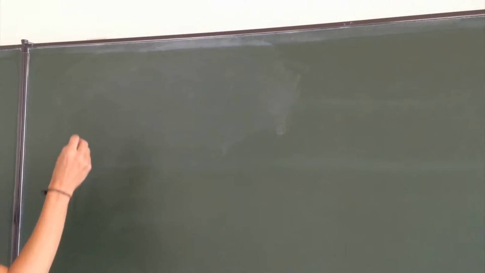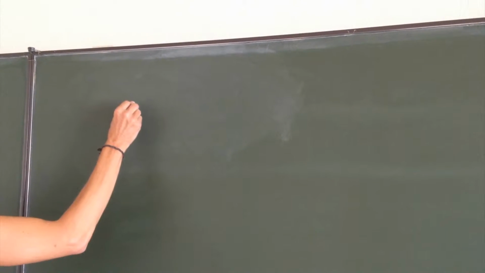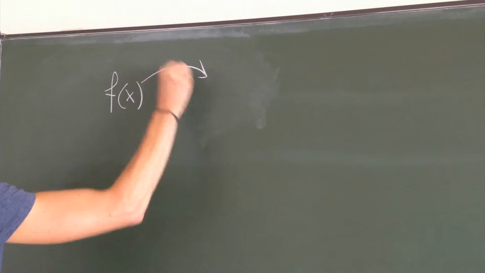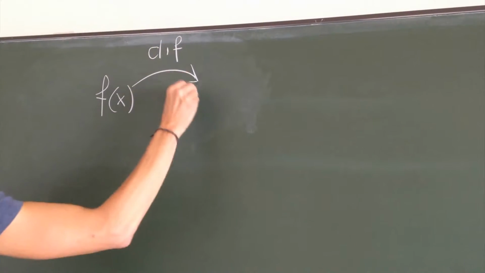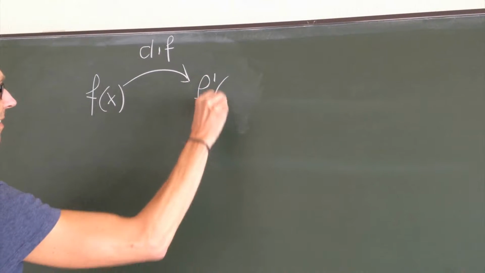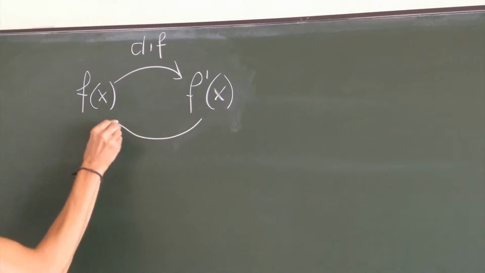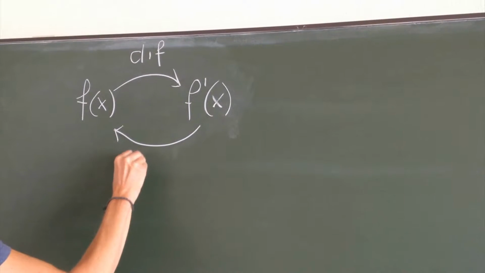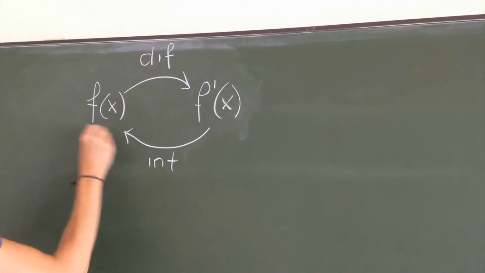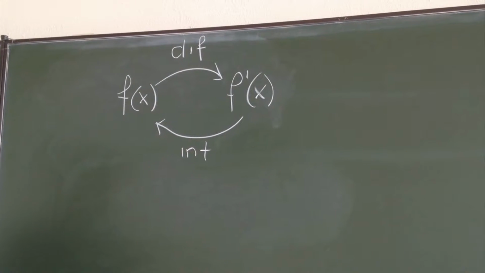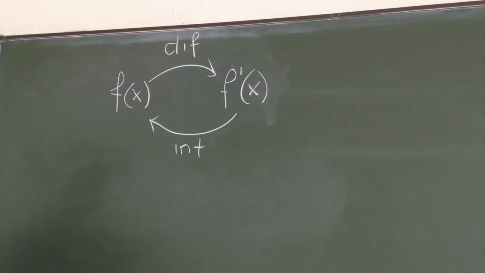Integration is the inverse operation of differentiation. When you differentiate a function f(x), you get the derivative f prime x. If you were to integrate this derivative, so to perform the inverse operation on it, you would end up again with the original function f(x). You call the result of an integration a primitive function, or just a primitive.